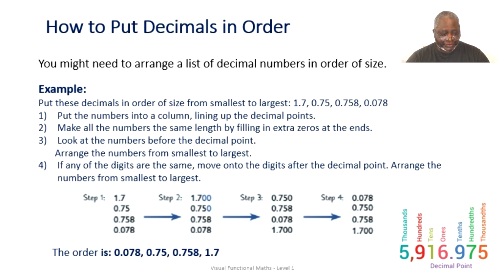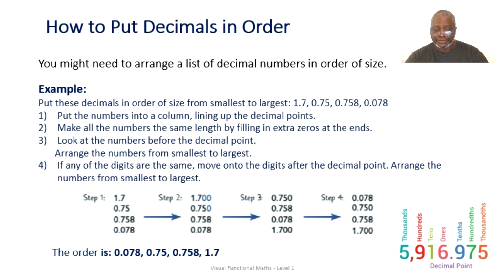And then step 3, it says, if any of the digits are the same, move onto the digit after the decimal points. Arrange the numbers from smallest to largest. So there you see all these 0 point something come first before the 1.700 to differentiate between the whole numbers and just the decimals. Now, step 4 is where we put them all in order.